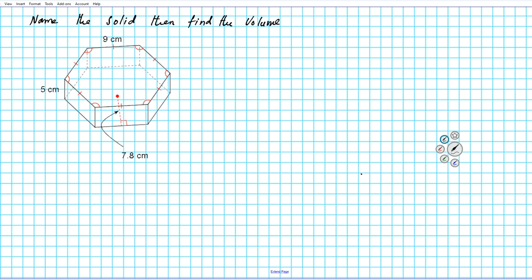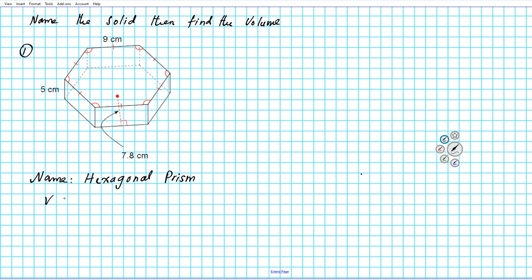For question number 1, what kind of solid is this? You notice we have two identical polygonal bases. On the top and the bottom is a 6-sided polygon. A 6-sided polygon is a hexagon. And then the sides are all parallelograms, namely rectangles. So this particular solid is a hexagonal prism. So we have a hexagonal prism here.